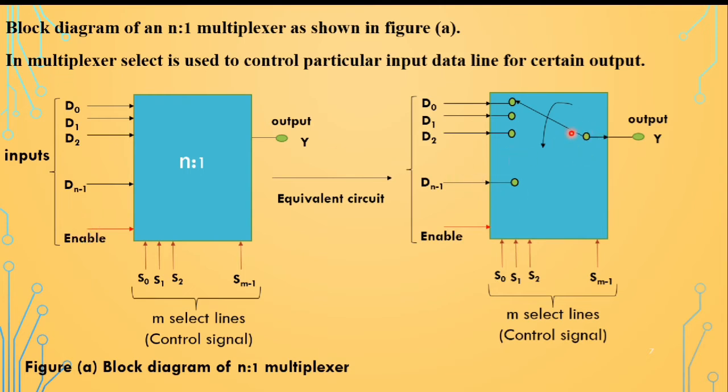In this equivalent circuit, inside it we have a switch. The switch is put at any point by using the select. That is the use of the select: to select the particular input signal, which is then given to the output, and the enable is always 1.